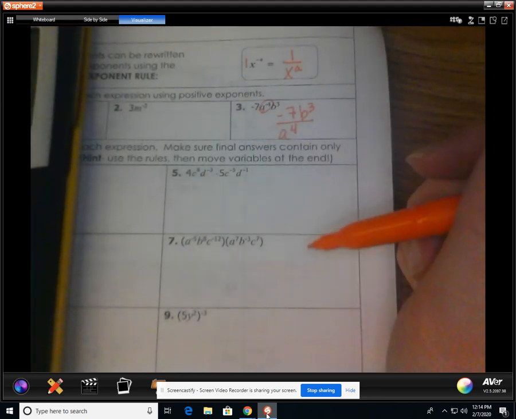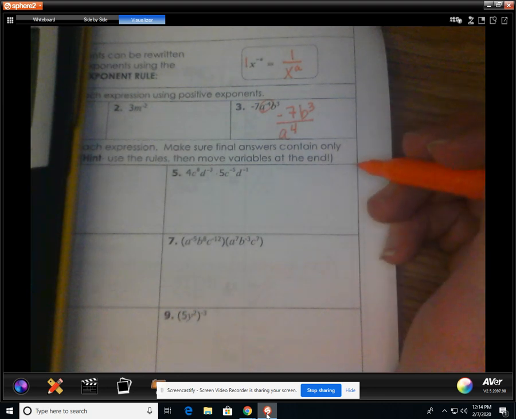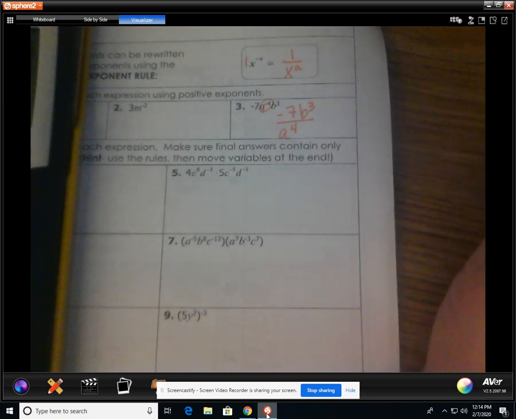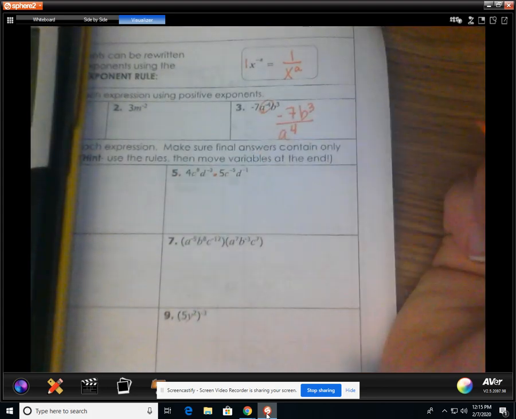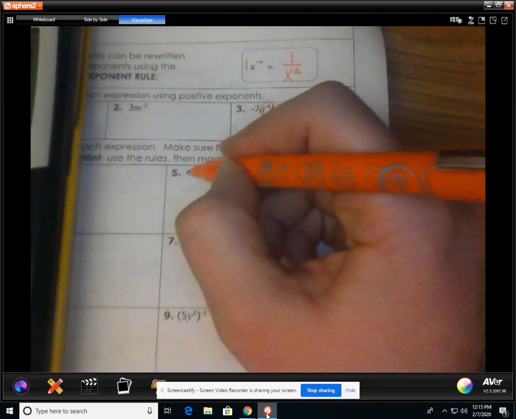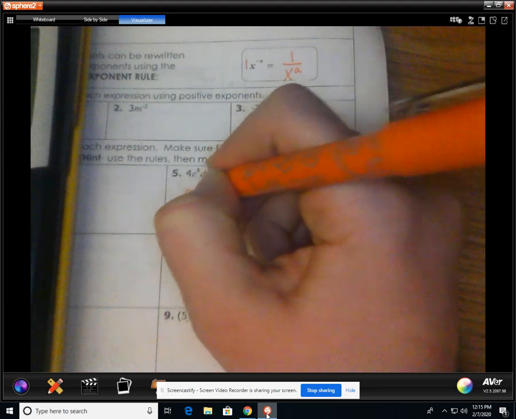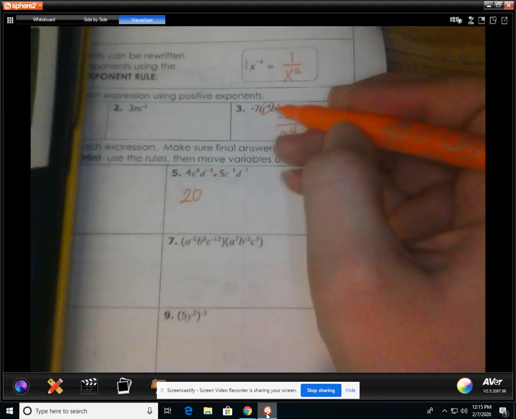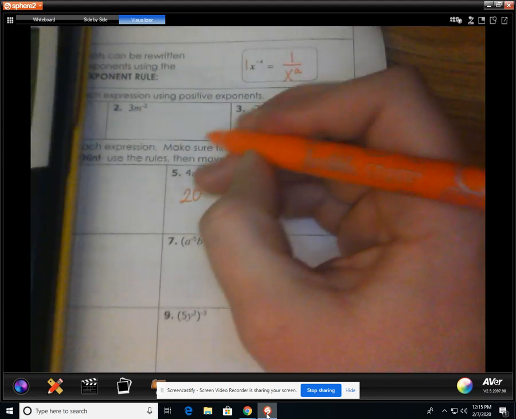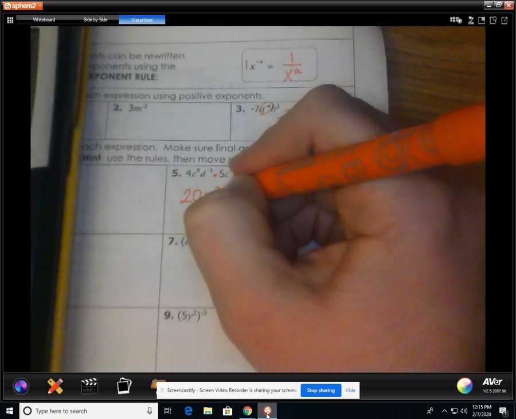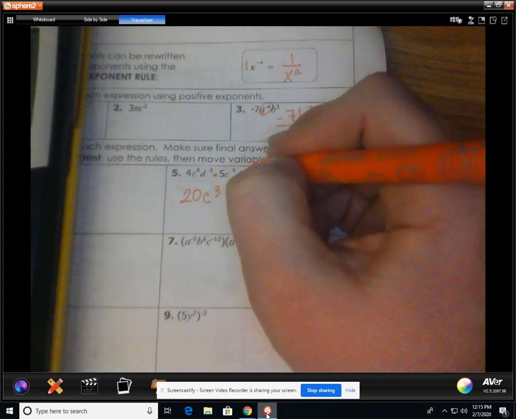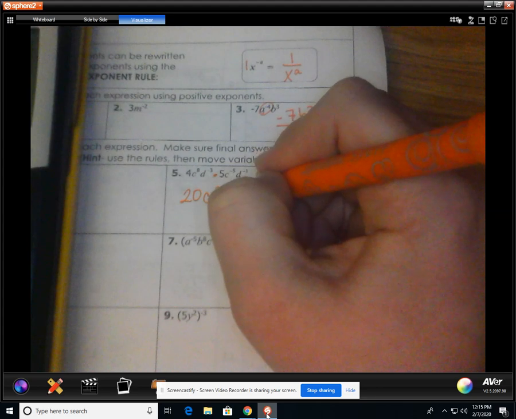Okay, so now moving to number 5. You have to figure out what rule you have to do first, and then apply the rule, and then take care of the negatives. That's the last thing you do. So this is a multiplication problem. So we're going to do 4 times 5, which is 20. And when you're multiplying, you add your exponents. So 8 plus negative 5 gives me c to the third. And negative 3 plus negative 1 gives me d to the negative fourth.